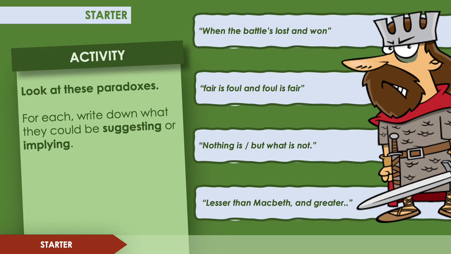So guys, to begin with, I want you to look at these four paradoxes, and for each, write down what they could be suggesting or implying. So for example, the first one, when the battle's lost and won, this could imply that although there could be a victory, there is a loss too. So this could be loss of life, title, or an object. Can you pause the video here, guys, and unpause when you are ready?